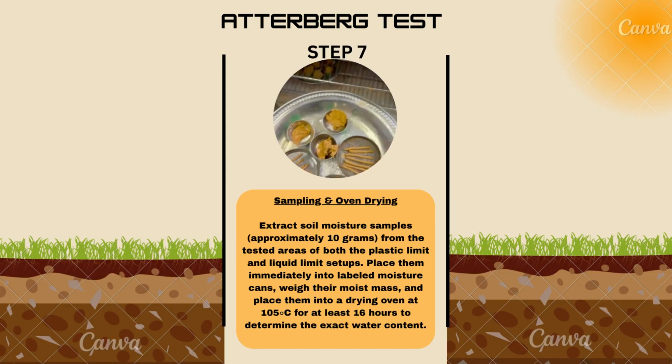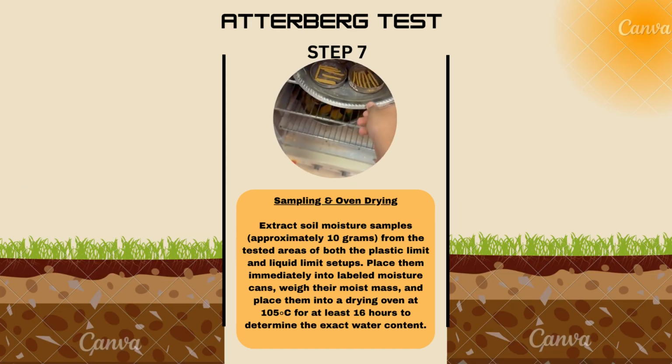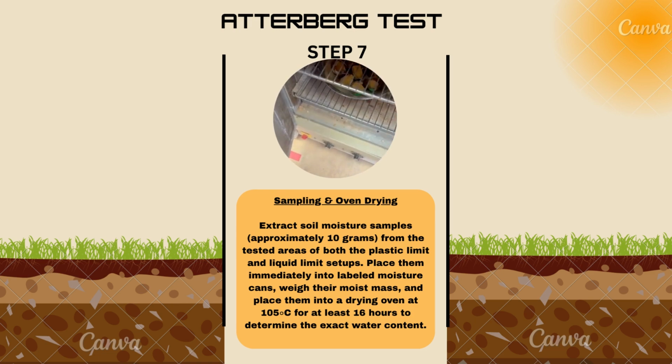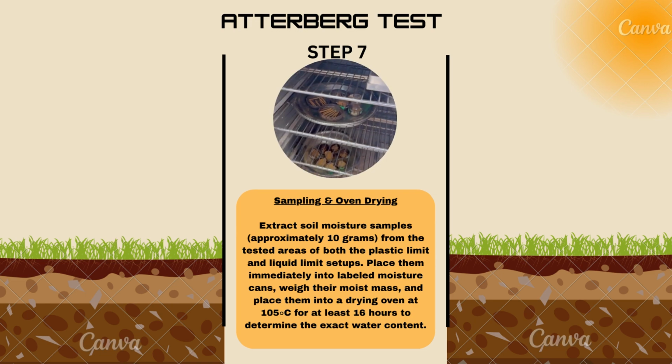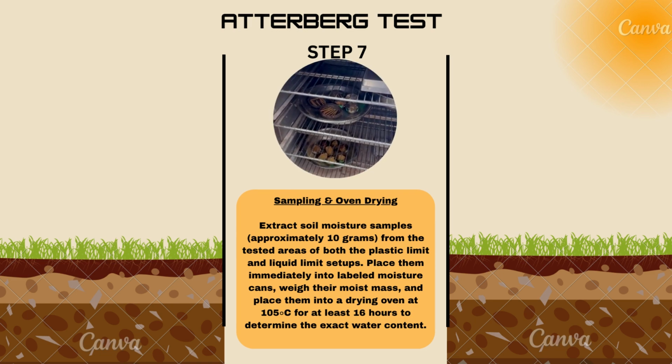Step 7. Sampling and oven drying. Extract a soil moisture sample of approximately 10 grams from the test area of both the plastic limit and liquid limit setups. Place them immediately into labeled moisture cans with their moist mass and place them into a drying oven at 105 Celsius for at least 16 hours to determine the exact water content.